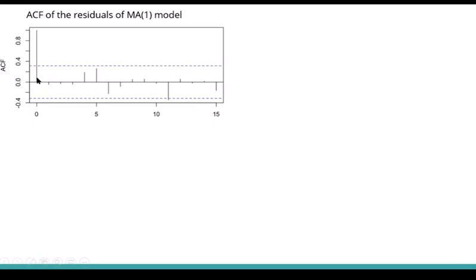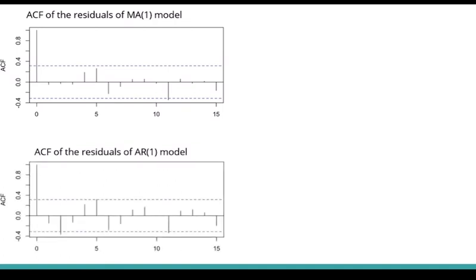Now, for the MA of order one, you can see what I have. The only bar that is out here is the autocorrelation function value at lag zero, which is expected. What this implies is that MA1 is adequate because there's no violation.